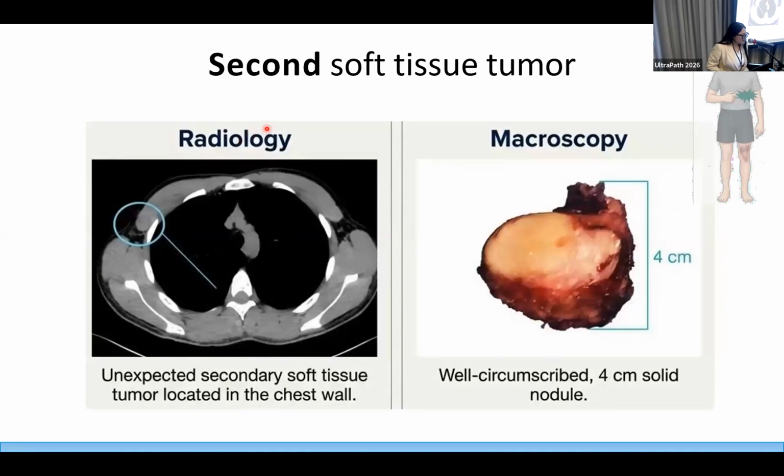A few days later, the same patient presents another lesion in the chest wall. The lesion was well circumscribed, and given the previous history of lung adenocarcinoma, the first possibility was a metastasis. Macroscopically, this lesion is tan, with rubbery consistency.